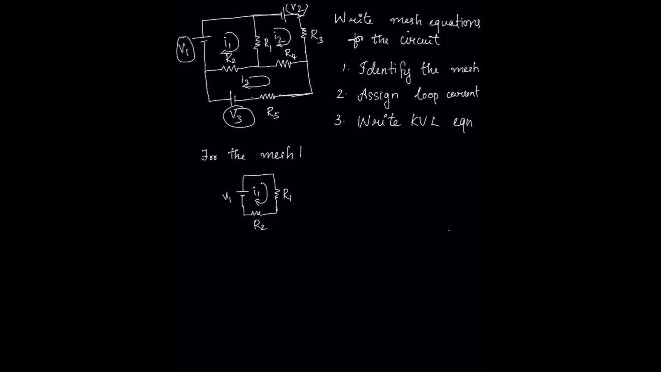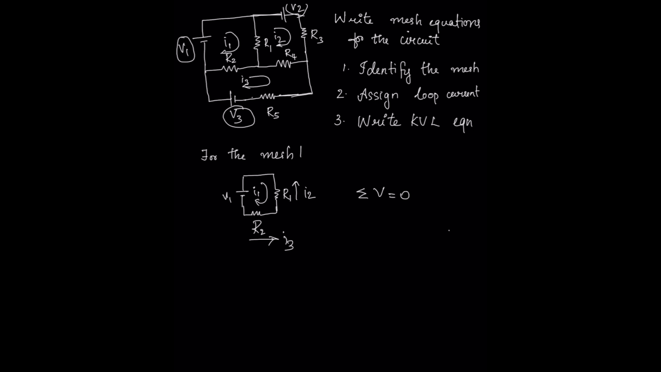If we check through R1, there are two currents flowing. I1 is flowing in the downward direction and I2 is flowing in the upward direction. That is, this way we have I2. Through R2 we have I3 flowing in this direction. So by Kirchhoff's voltage law, the algebraic sum of voltages in a closed loop is 0. That is, summation of V is equal to 0.